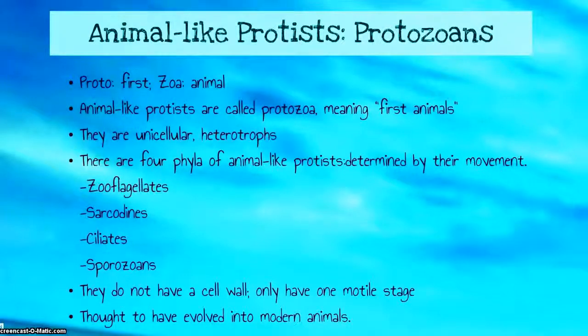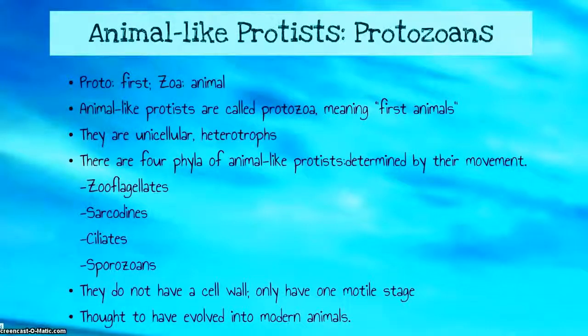There are 4 phyla of animal-like protists, and it's determined by their movement. So zooflagellates, they move using flagella, which is in the name. Flagella, they're like whip-like things that help the zooflagellates move. Sarcodines, they have more of an amoeboid motion. They use extensions of their cytoplasm called pseudopods to move around, and it's pretty cool, but we're not learning about that today. And then ciliates, we're going to go into that later on because that's our main topic.